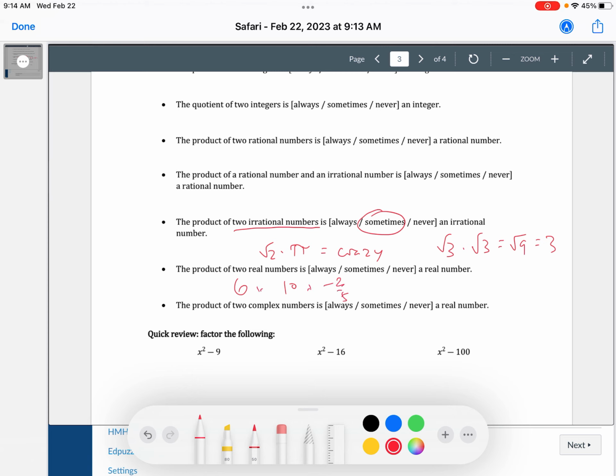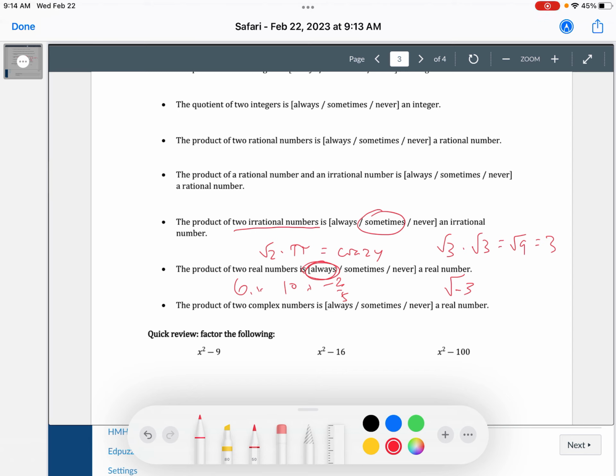If you add or subtract or multiply these, they're always going to be real. Basically, the only thing that's not real is an imaginary. And as long as you're not taking square roots, you're going to be real. So this is always real. Again, the only time you get something that's not real is when you take the square root of some kind of negative number. Okay, the product of two complex numbers, sometimes, always, or never a real number.